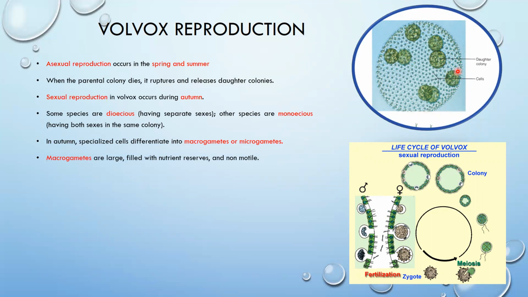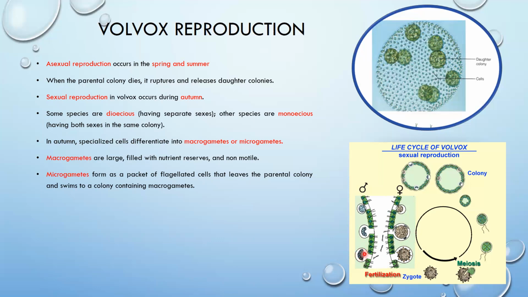Macrogametes are large, filled with nutrient reserves and non-motile, as we can see in the diagram. Microgametes form as a packet of flagellated cells that leave the parental colony and swim to a colony containing the macrogametes. So macrogametes are large, filled with nutrient reserves. The microgametes are small, and they are formed as a packet of flagellated cells.